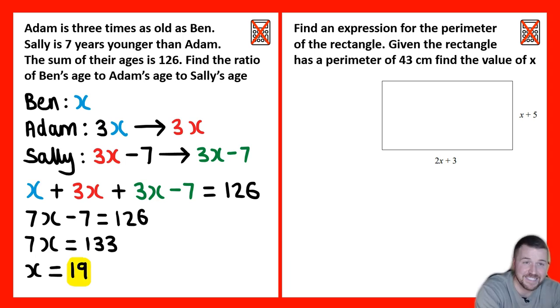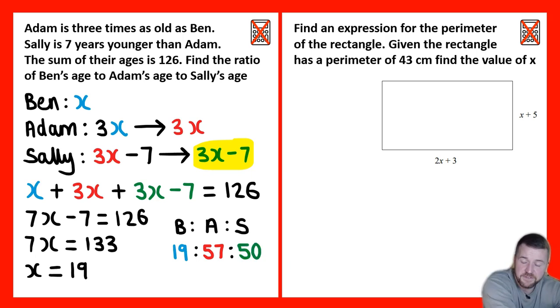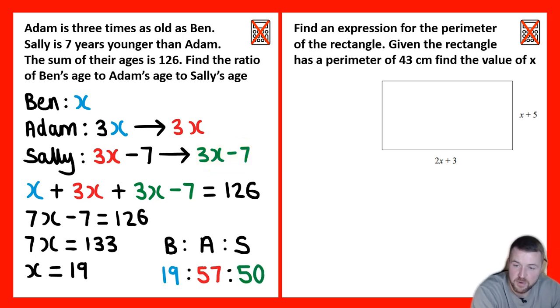Now I know that x is 19, I can substitute this back into the original expressions to work out their ages. Ben was x, which would be 19. Adam was 3 lots of x, and 3 lots of 19 is 57. And Sally was 3 lots of x minus 7, 3 lots of 19 minus 7 is 50. We would need to check to see whether the ratio can be simplified, but in this case it can't. So the final answer would be 19 to 57 to 50.